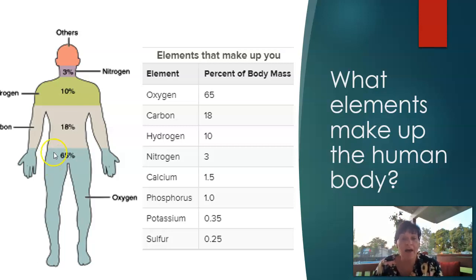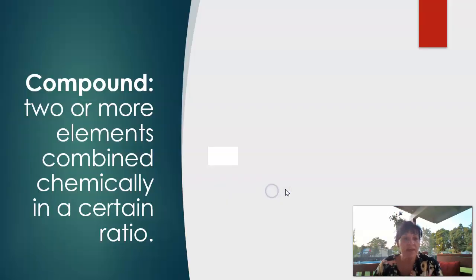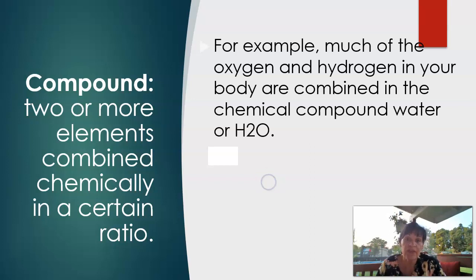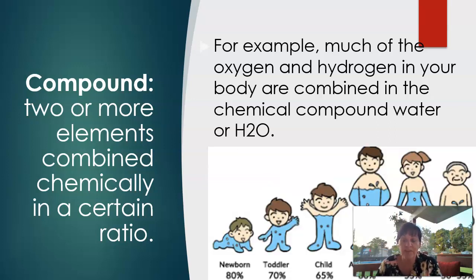So oxygen, carbon, hydrogen, nitrogen. Remember those big four. A compound is two or more elements combined chemically in a certain ratio. For example, much of the oxygen and hydrogen in your body is combined into the chemical compound water, or H2O. Here's a cute little diagram to show you. As a newborn, you actually have about 80% water, and as you grow older and older, that percentage goes down. So seniors have 50 to 55% water.